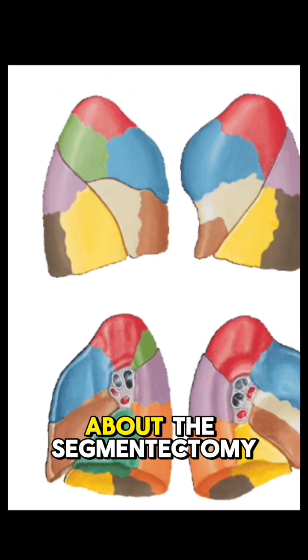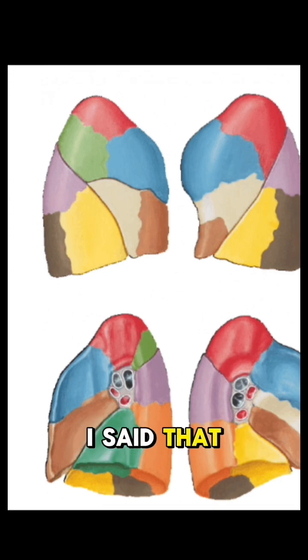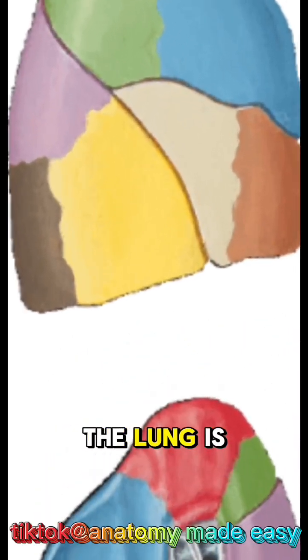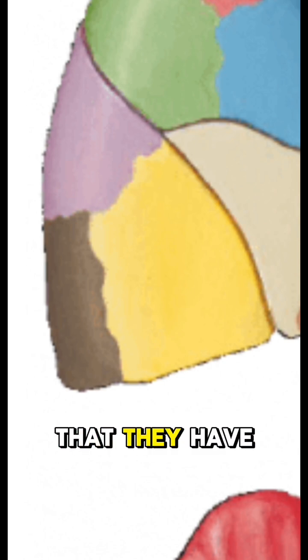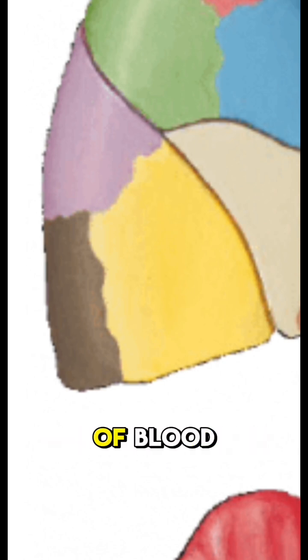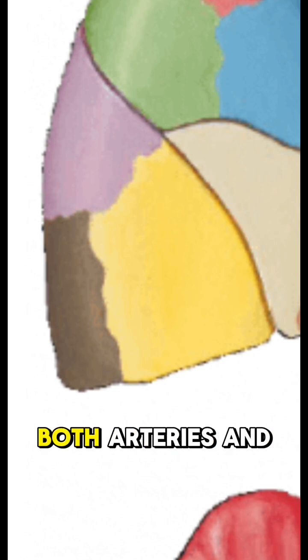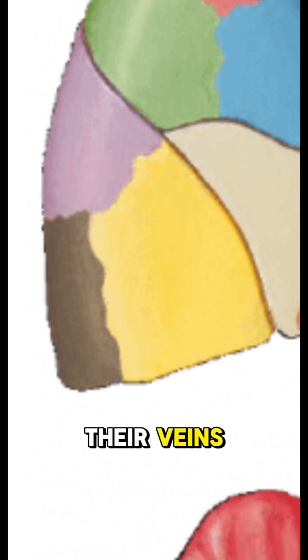I was talking about the segmentectomy. I said that each segment of the lung is structurally independent, in the sense that they have their own supply of blood, both arteries and their veins, and their own segment of the bronchi.